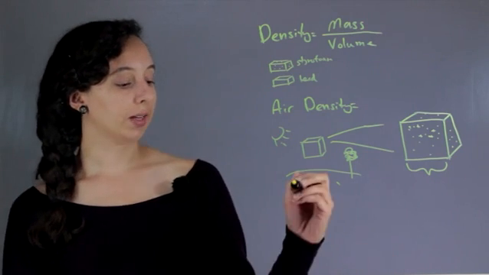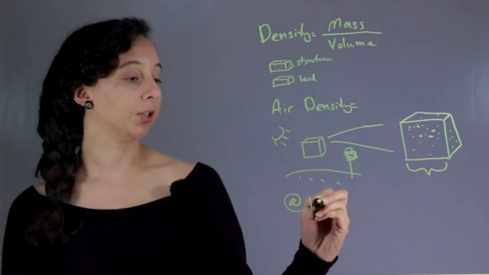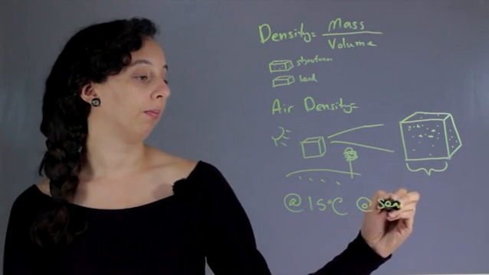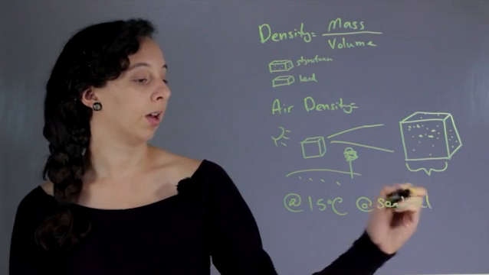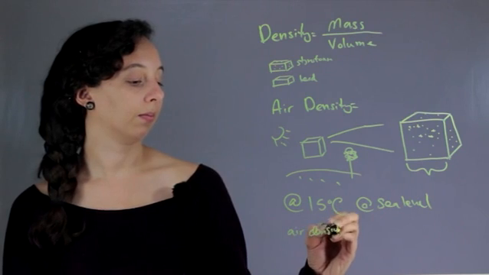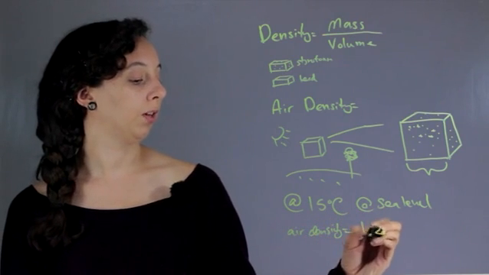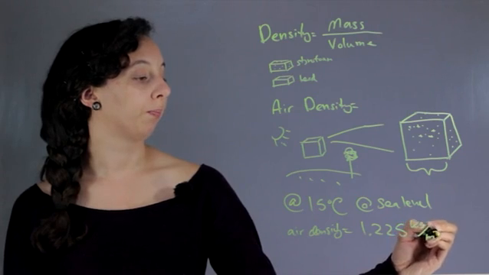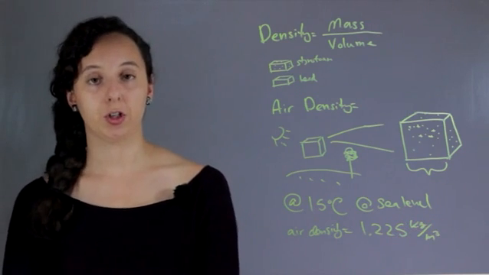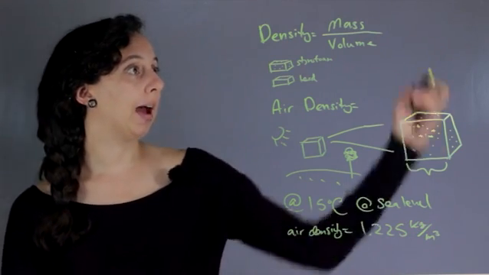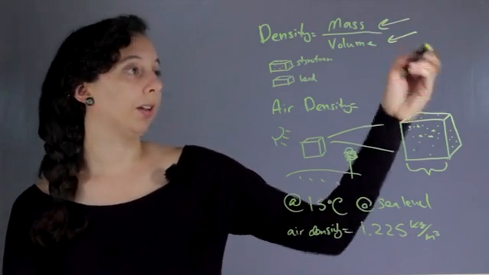So at 15 degrees Celsius, which is pretty cold, at sea level, air density is 1.225 kilograms over meters cubed. And it will completely change just based on day and location. But basically, you just need to get the mass and the volume, and you can calculate your air density.